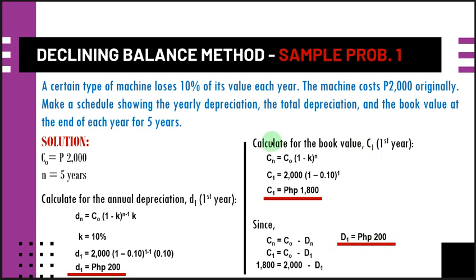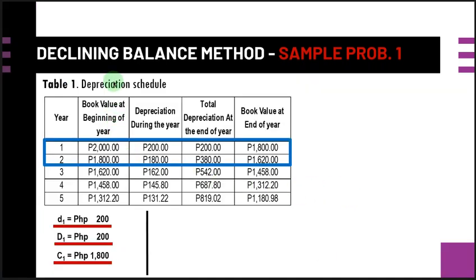So after this, we are done with the yearly depreciation, the total depreciation, and the book value. So we are going to put this into the table. Here is our table 1 for the depreciation schedule using the declining balance method. We have D1 of 200, referring to your total depreciation, capital D sub 1, and we have capital C sub 1 referring to this column.